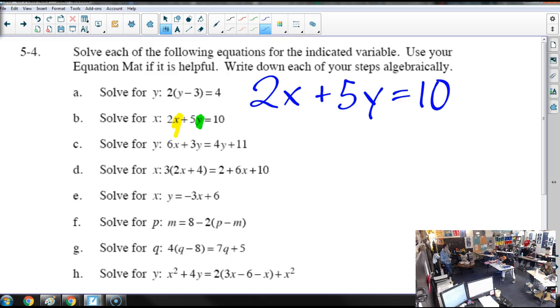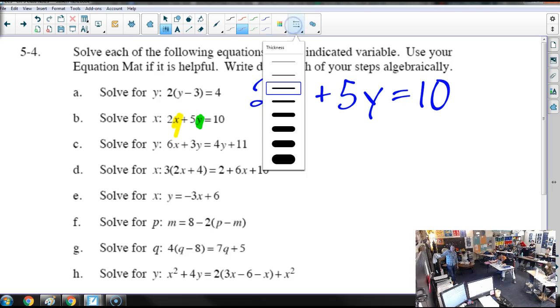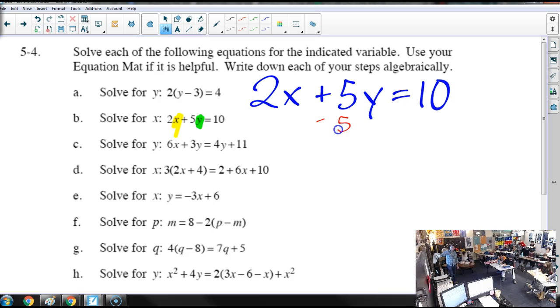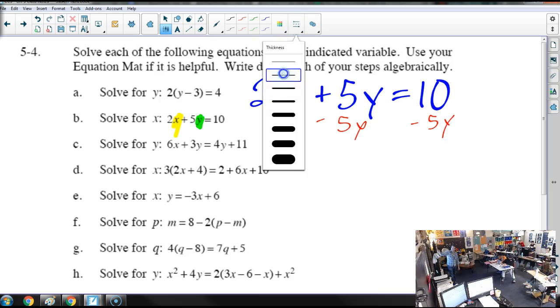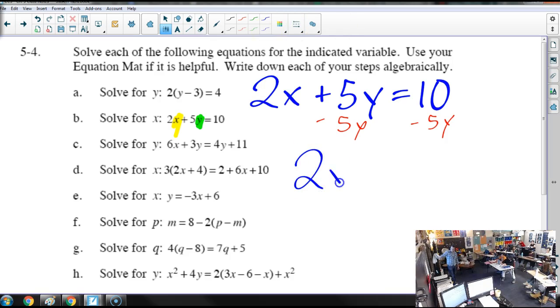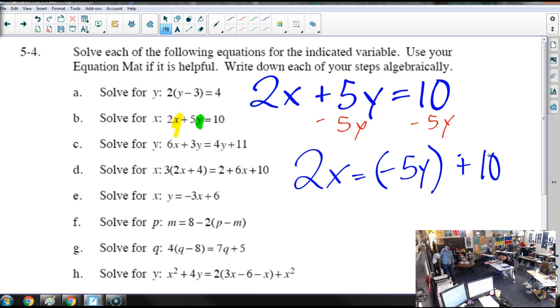So the things happening to x, the 2 and the 5y, right? What can we get rid of through addition or subtraction? The 5y. So we subtract 5y. Those don't group. It doesn't actually subtract. 2x equals negative 5y plus 10.